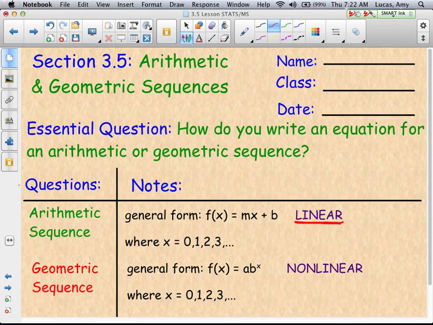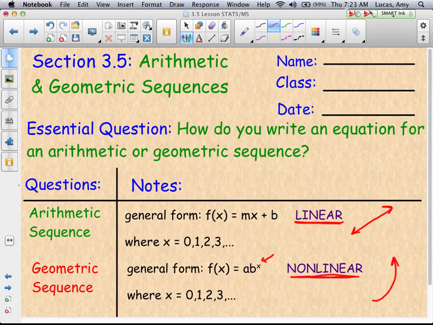The geometric sequence has the general form f of x equals a times b to the power of x, which makes it nonlinear because it has that exponent of x that actually creates a nonlinear graph that's exponential. So where a linear graph is going to be a line, whether its slope is positive or negative, 0 or undefined, a nonlinear graph like this will create an exponential curve where something increases really rapidly or decreases really rapidly.